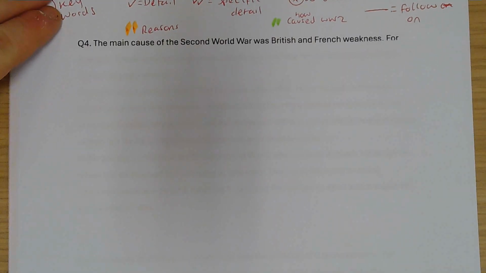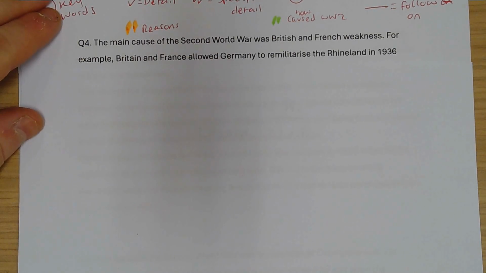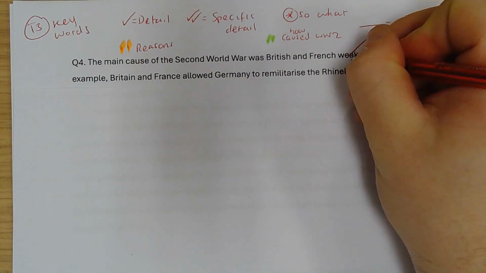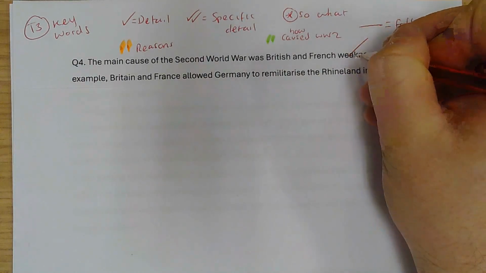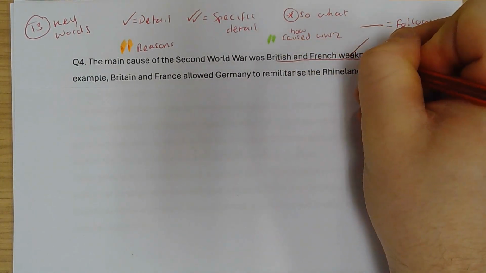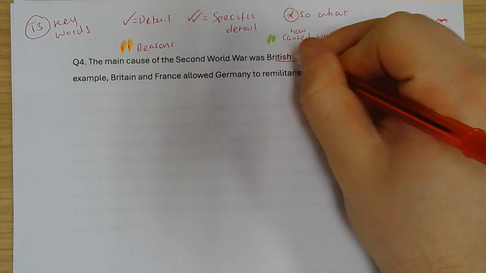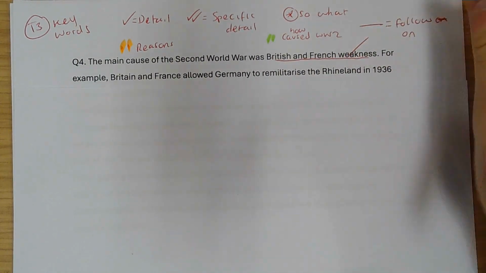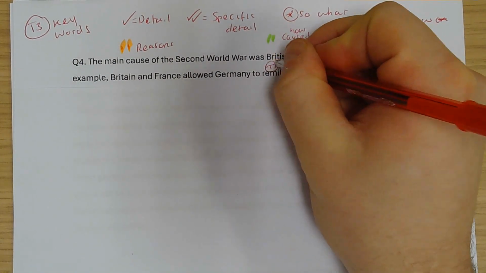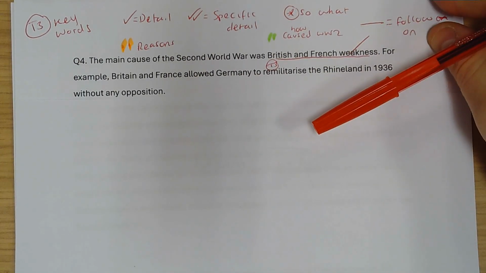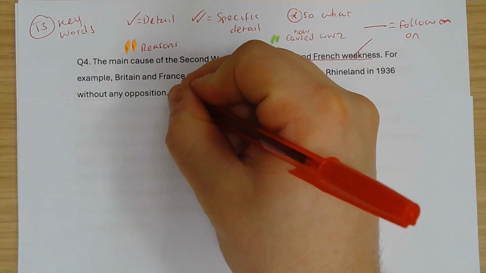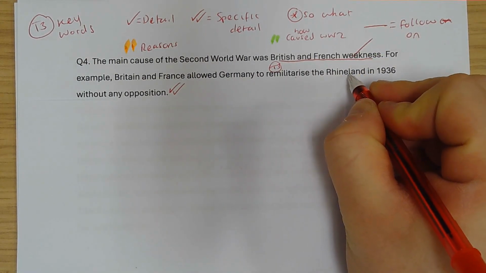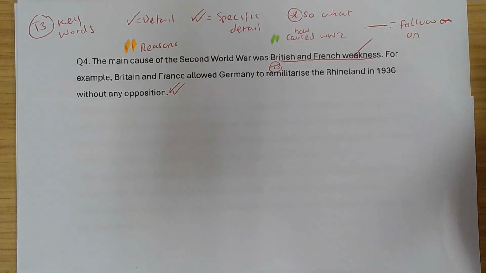So to start with, I start by saying the main cause of the Second World War was British and French weakness. And I underline British and French weakness because I need an example of this. Tell me something about this. Well, for example, Britain allowed Germany to remilitarise, a Tier 3 term, the Rhineland in 1936 without any opposition. I would say that's specific detail because I've used the word remilitarise, talked about the Rhineland, and a specific date as well.